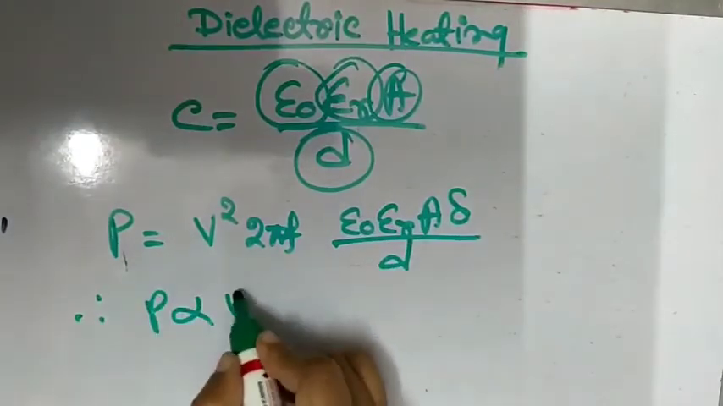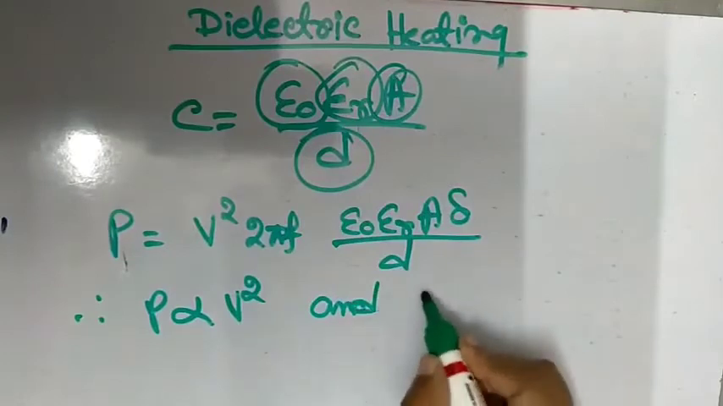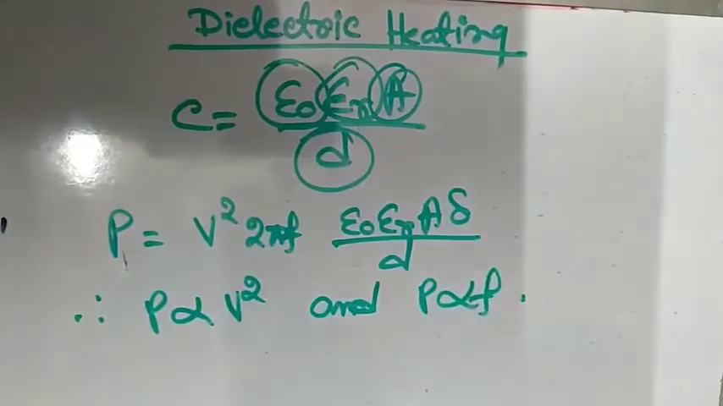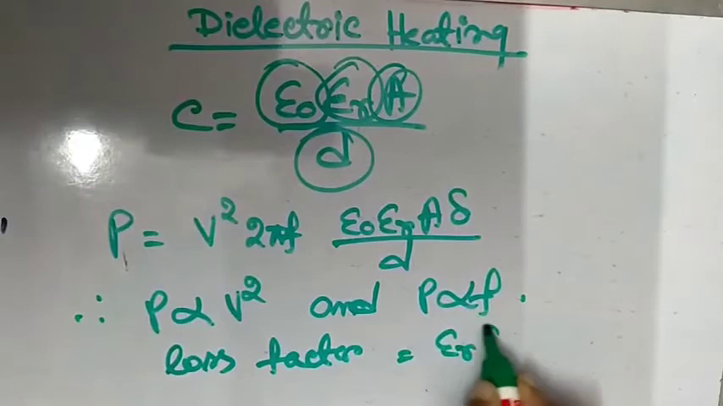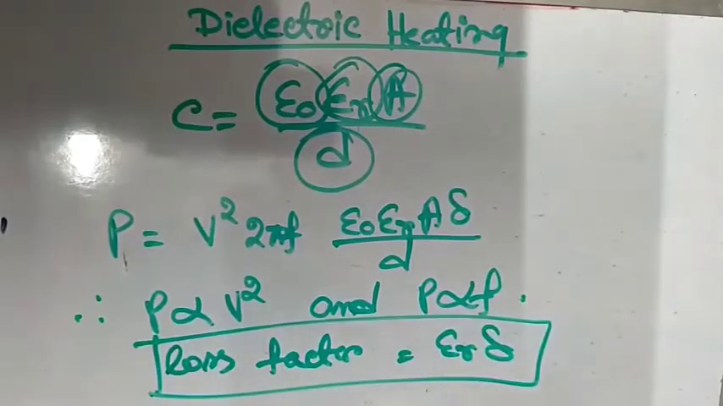So P is proportional to V square and P is proportional to F. The product of epsilon R and delta, epsilon R into delta, this term is known as loss factor. Now the relative permittivity epsilon R is the indication of retained energy due to molecular deformation, whereas delta is an indication of the amount of leakage current which will flow through the insulator and so produce a heat loss.